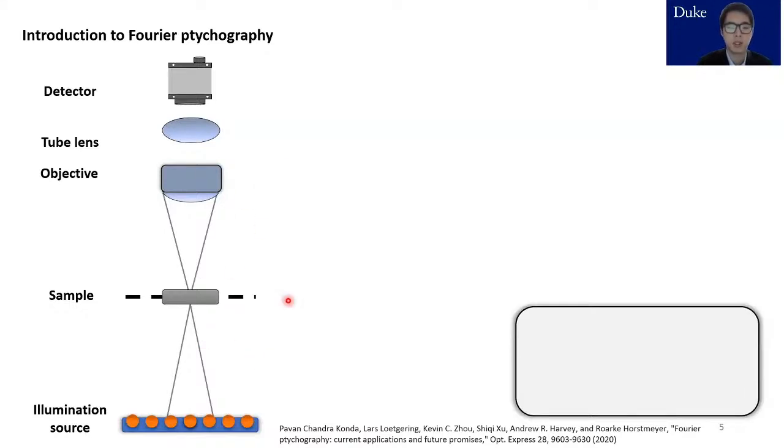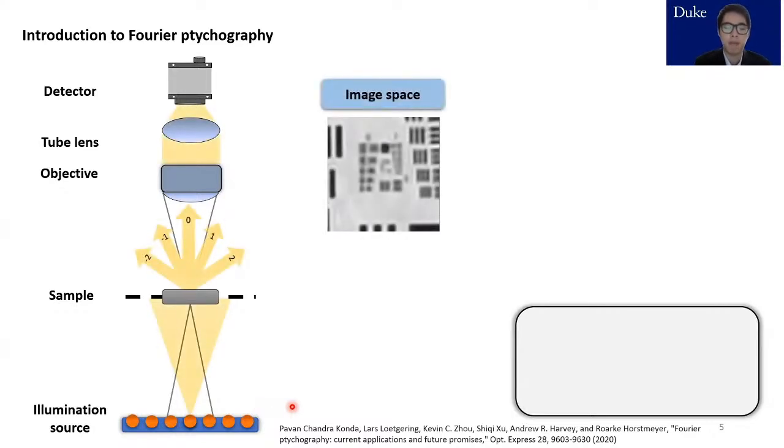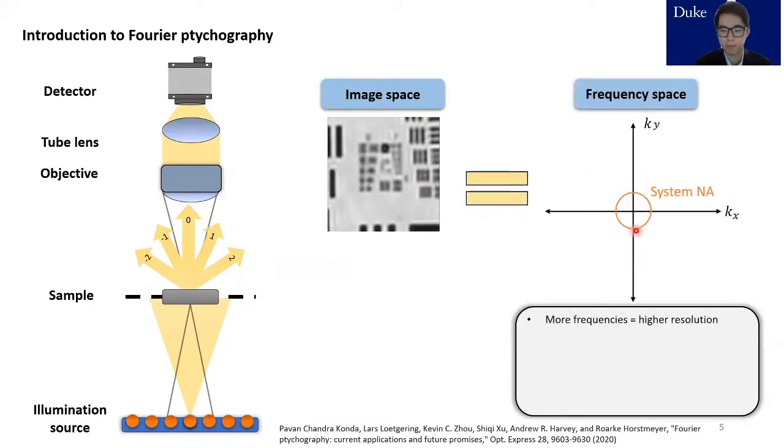Here is a general microscope. Simply swap the light source for an LED array. If a light illuminates the sample and the imaging system captures only part of the diffracted light, then in the imaging space we see a low resolution image like this. In the frequency space, this light covers only part of the frequency space, and its size is decided by the system numerical aperture. In other words, this part of the information is real, what we expected to see.